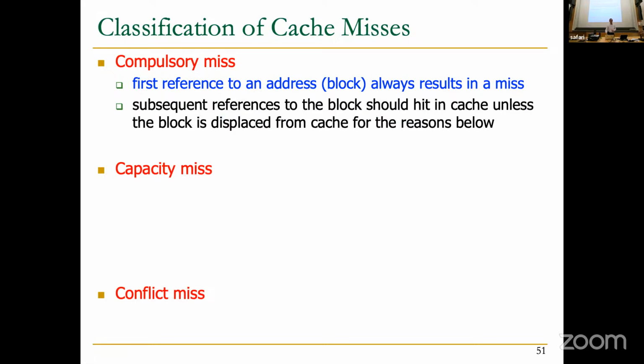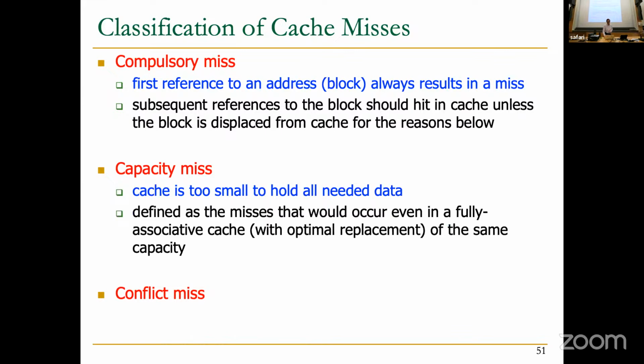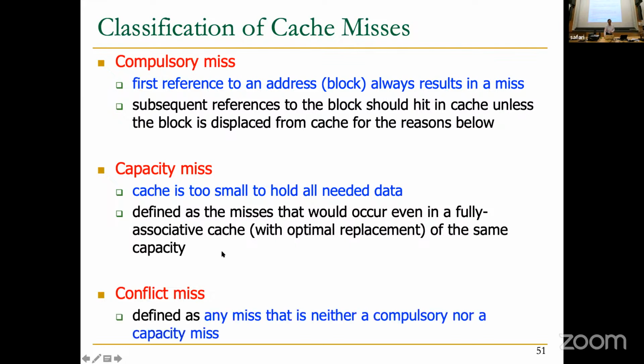So subsequent references to the block should hit in the cache unless the block is displaced from the cache for these reasons. Either it's a capacity miss or a conflict miss. So capacity miss: the cache is too small to hold all the needed data, basically. It's defined as the misses that will occur in a fully associative cache with optimal replacement, which may be hard to define. Well, for hit rate, it's easy to define. For execution time, it may be hard to define, of the same capacity, essentially. Essentially, defined as the misses that are not compulsory and not conflict misses. You can think of it that way.